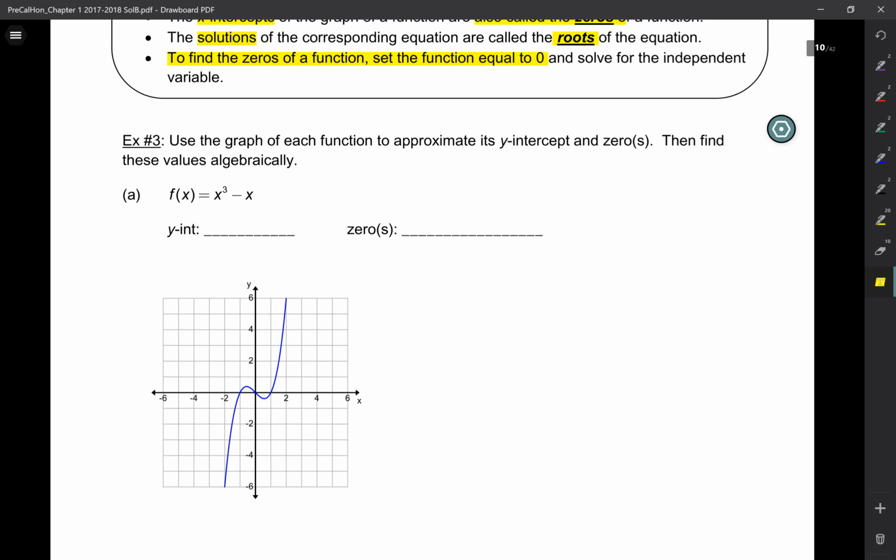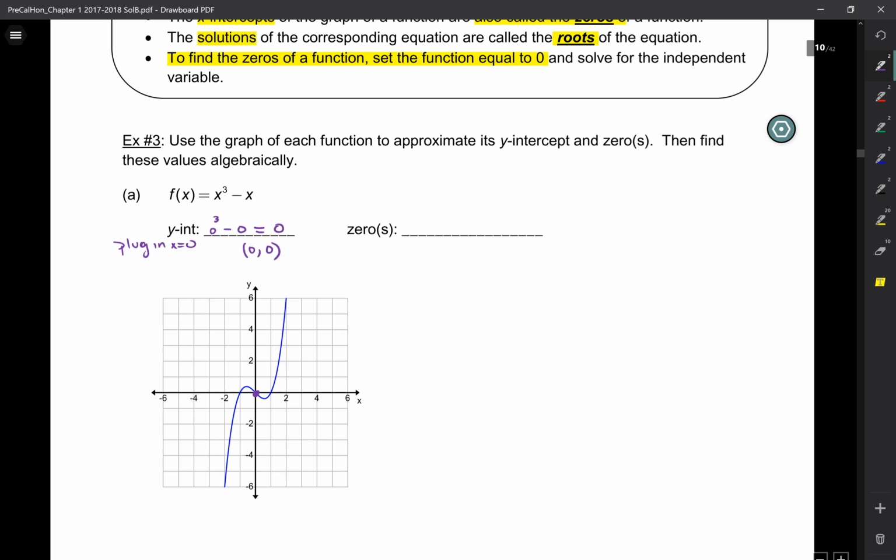All right, so here, I want to do it algebraically first, then confirm graphically. To find the y-intercept, this is where x equals 0, right? We plug in 0. Plug in x equals 0. So it's 0 cubed minus 0. This is equal to 0. And the way you write it is 0, comma 0. Okay? And sure enough, right there is where it crosses the y-axis.